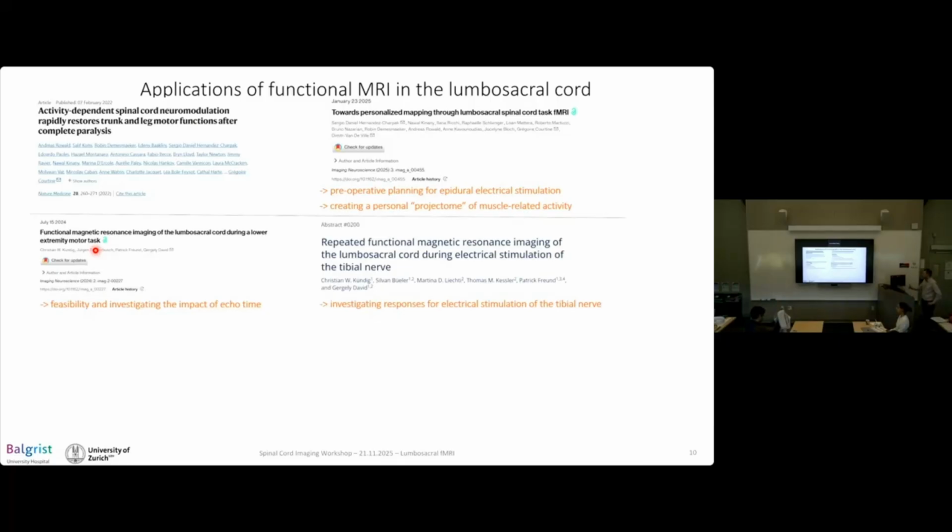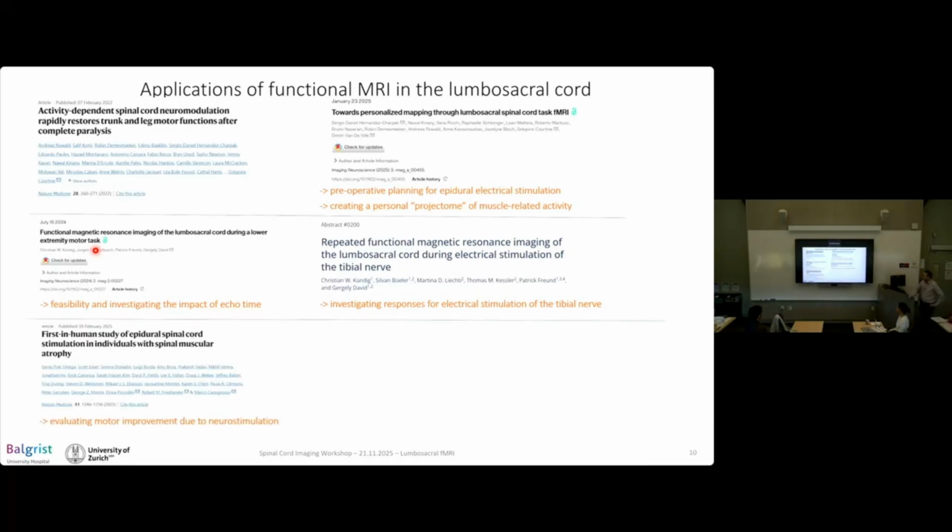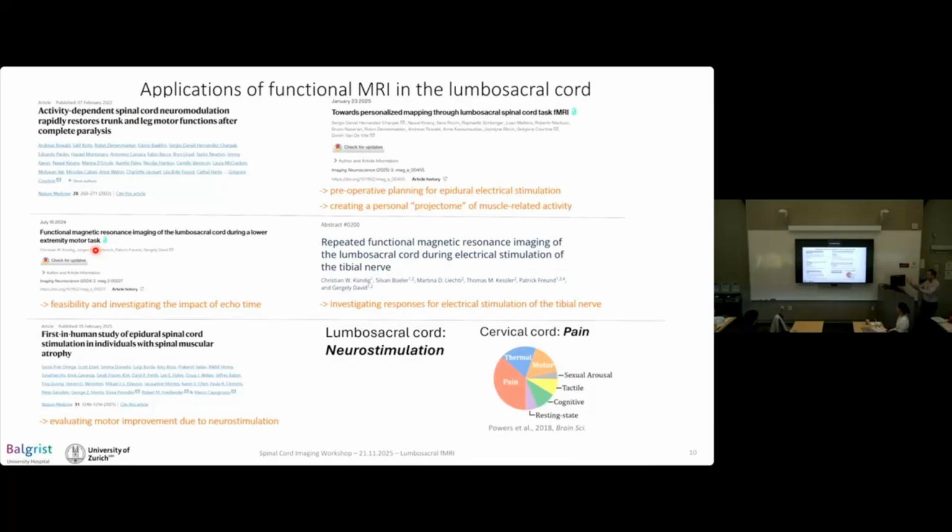The first of them focused on general feasibility and the impact of echo time with a motor task. And the second one focuses on electrical stimulation of the tibial nerve. And I also found another publication, a recent one from Pittsburgh, which again used fMRI to evaluate the impact of neurostimulation. So you notice a pattern here. Most studies used fMRI in the context of neurostimulation, which is different from cervical cord fMRI, where the main motivation seems to be the pain, investigating pain mechanisms.